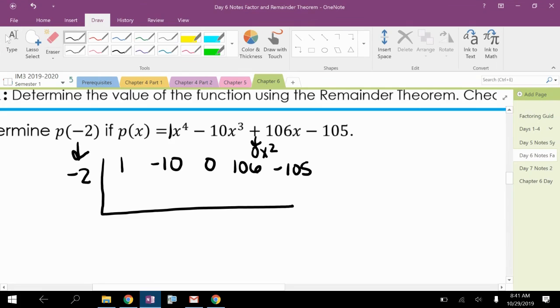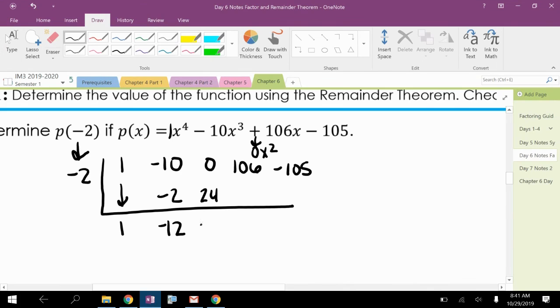So the very first step, if you were not here, is you bring down the first one. Whenever you're on the outside, you multiply. So -2 times 1 gets me -2. Add straight down. Whenever you're on the inside, you add. Pretty simple math. -10 minus 2 gets me -12. When you're on the outside, you multiply. -2 times -12 gets me a +24. When you're on the inside, you add.